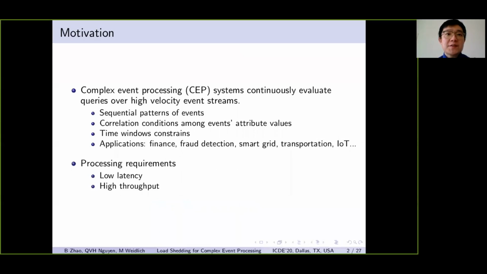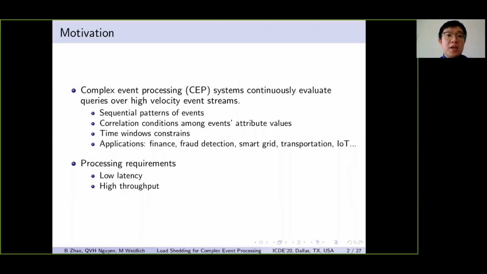Complex event processing systems continuously evaluate queries over high-velocity event streams. It usually defines a sequential pattern of events, which are correlated by value predicates within a time window. There are a lot of applications, including finance, fraud detection, smart grid, transportation, and Internet of Things. CEP requires low latency and high throughput.